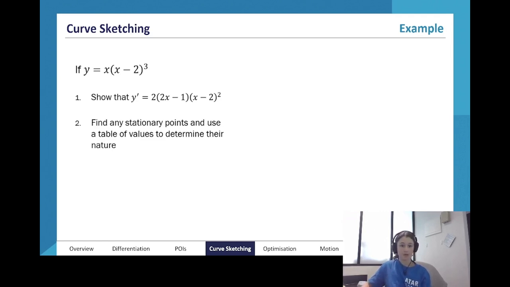So, what we have here for our function is a product because we have x multiplied by a different function, which is x take 2 cubed. So we have a product. The other thing that we have is a function to a power. So we have x take 2, which is a linear function within itself, to a power. So whenever we have a function to a power, we need to use the chain rule. So in this question here, to find the derivative, we are going to have to use the product rule and the chain rule.